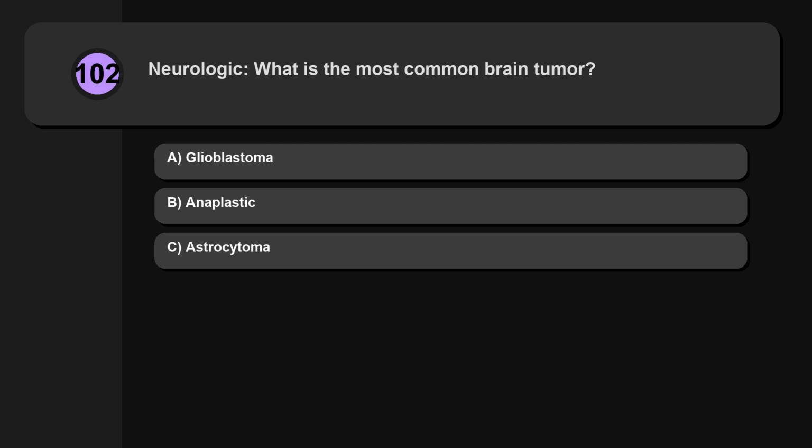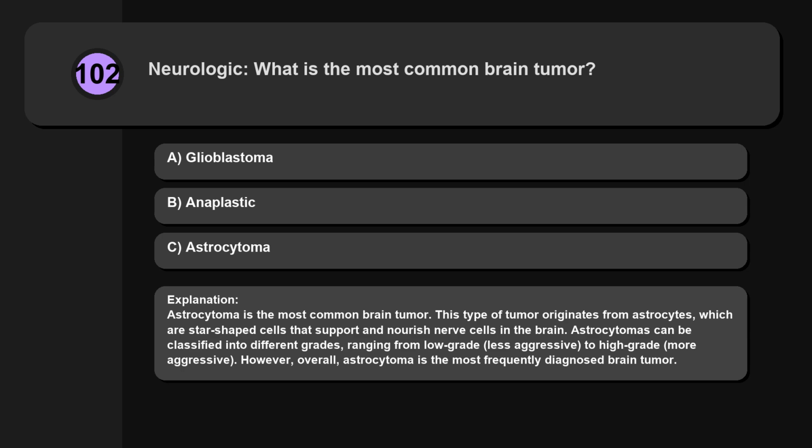Question 102. Neurologic. What is the most common brain tumor? Option A, glioblastoma. Option B, anaplastic. Option C, astrocytoma. The correct answer is option C. Astrocytoma is the most common brain tumor. This type of tumor originates from astrocytes, which are star-shaped cells that support and nourish nerve cells in the brain. Astrocytomas can be classified into different grades, ranging from low-grade, less aggressive, to high-grade, more aggressive. However, overall, astrocytoma is the most frequently diagnosed brain tumor.